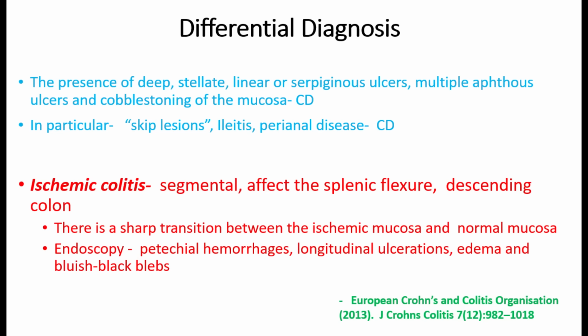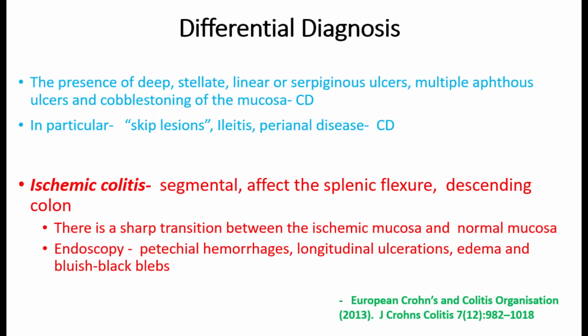The differential diagnosis for ulcerative colitis is Crohn disease. The presence of deep, stellate, linear or serpiginous ulcers, multiple aphthous ulcers, and cobblestoning of the mucosa favors the diagnosis of Crohn disease. In particular, skip lesions, ileitis, and perianal disease are pointers towards Crohn disease. We have to remember that cecal patch and appendix lesions are also known in ulcerative colitis.